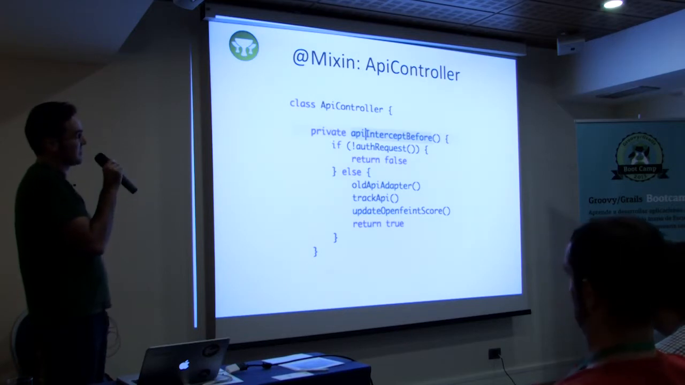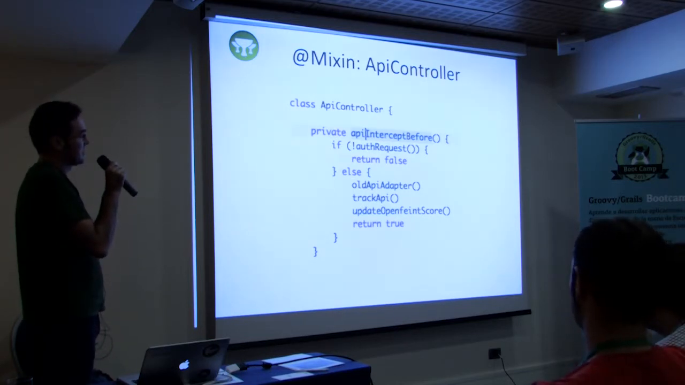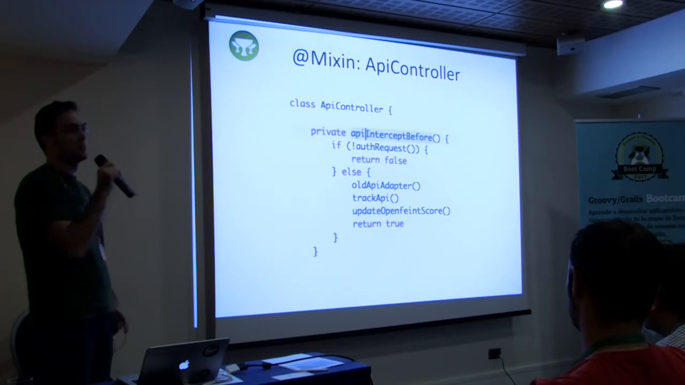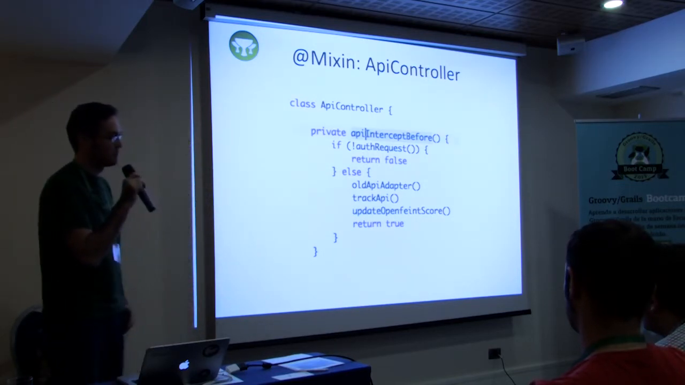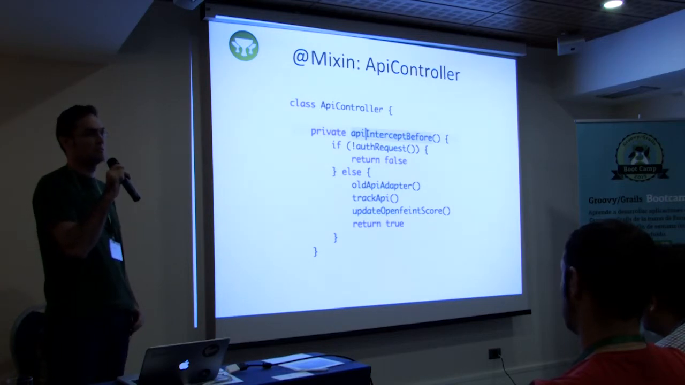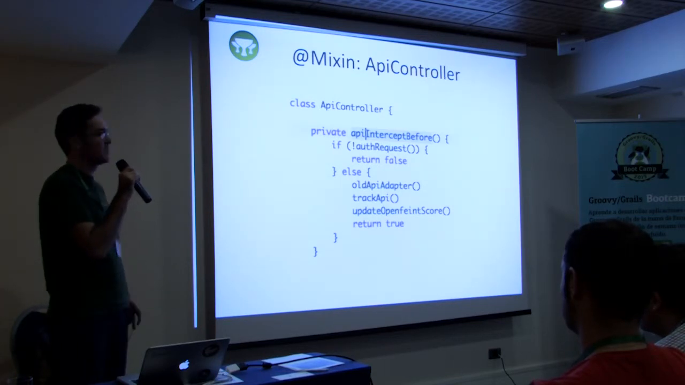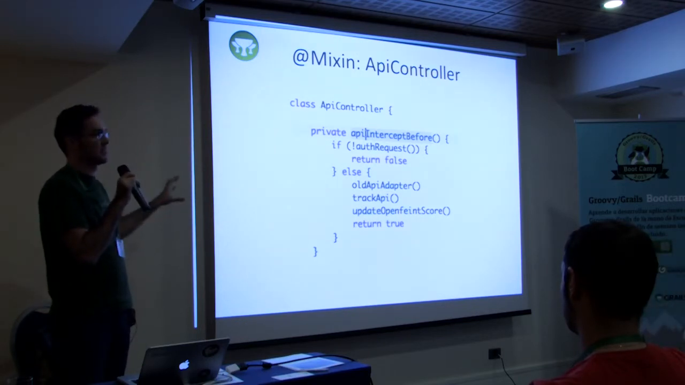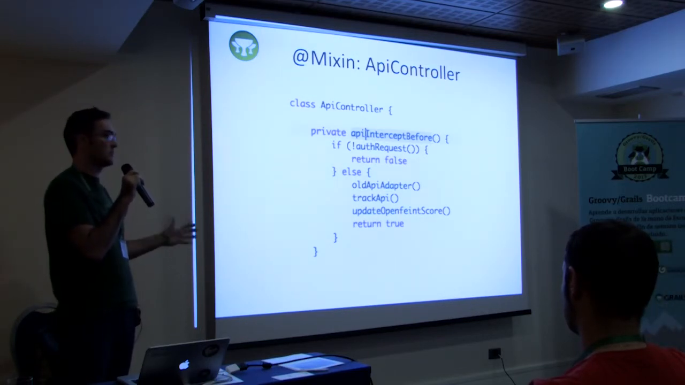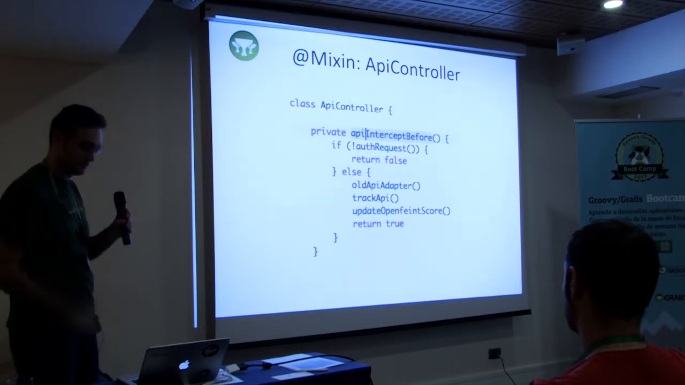This is an example of the before interceptor in the API controller. Why did we put the authentication there? Because we could have put it in a filter. It's maybe a better way, but we decided to put all the specific API stuff in the same place. So maybe we change this later, but for now it's working for us.